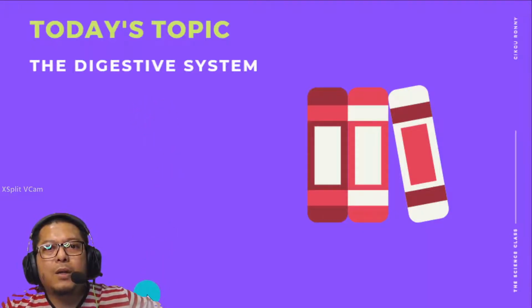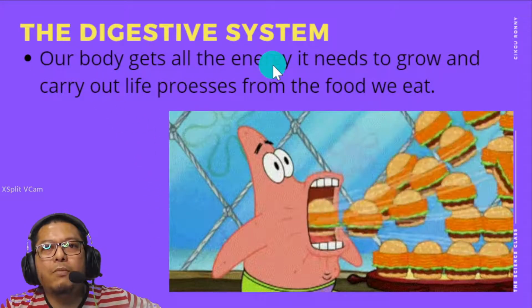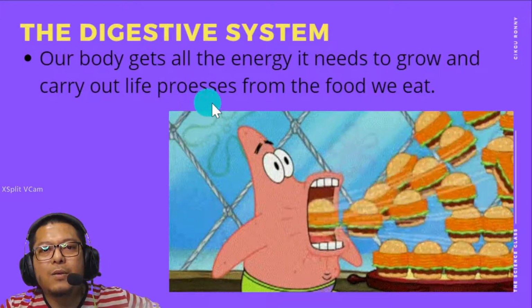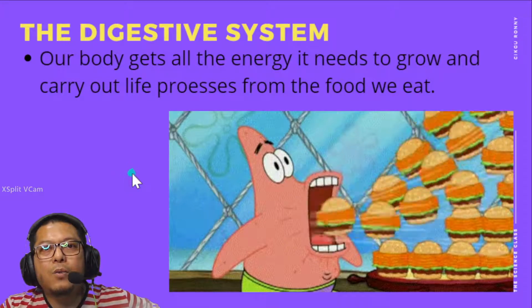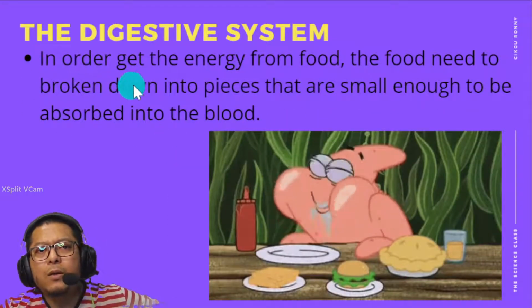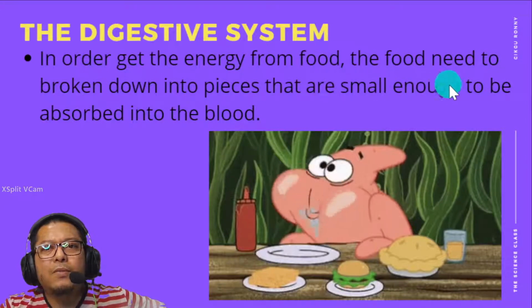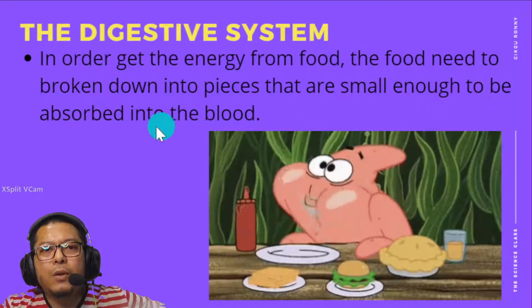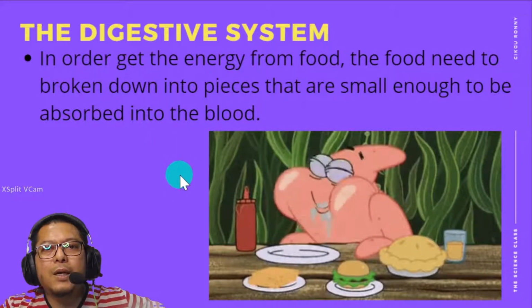Okay, for today's topic, that is the digestive system. From the digestive system, our body gets all the energy it needs to grow and carry out life processes from the food we eat. So our body gets the energy from food. But the question is, how does the food process and give us the energy? In order to get the energy from food, the food needs to be broken down into pieces that are small enough to be absorbed into the blood, which means that the food must be very, very small so it can be absorbed into the blood.